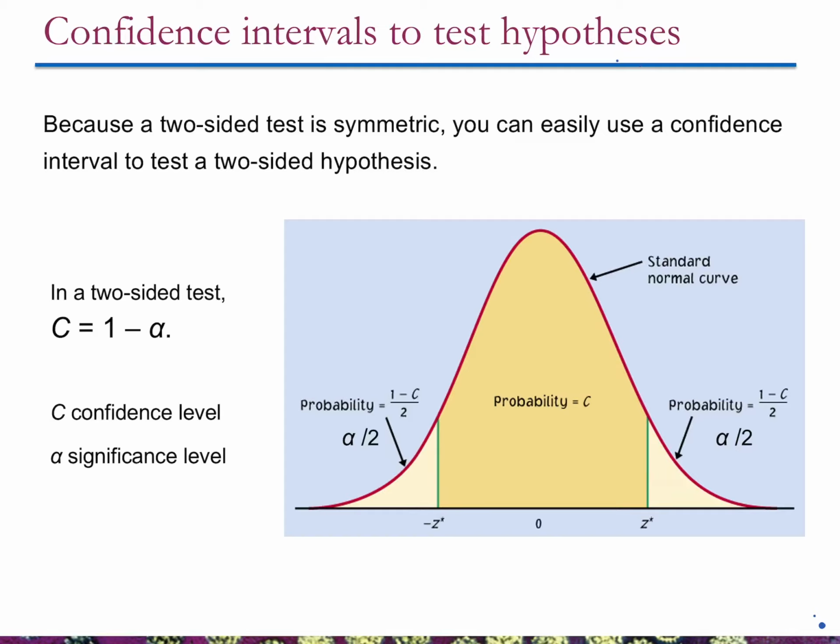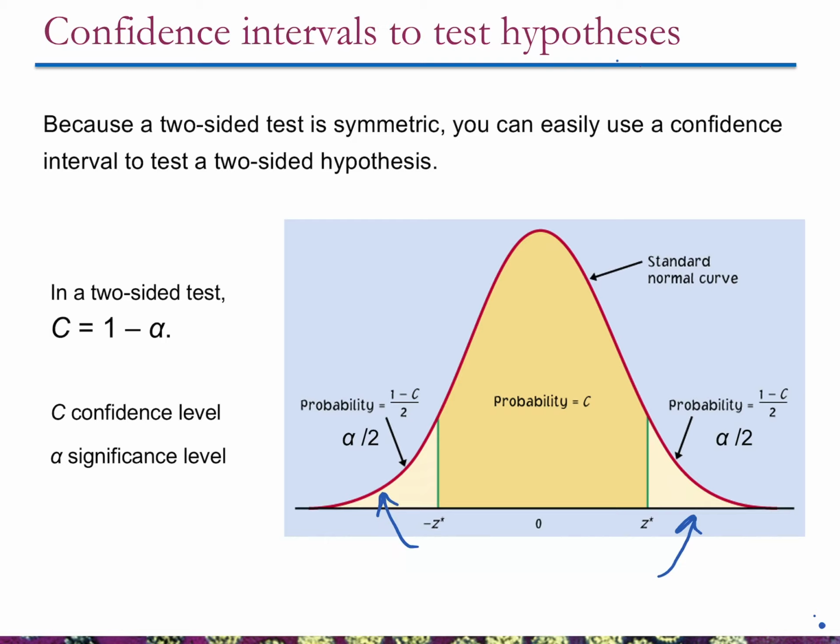But now I'm going to show you how to use a confidence interval instead of a p-value to basically arrive at the same conclusion, okay? So we've already talked about the fact that a two-sided test is symmetric because in a two-sided test, you're dealing with both tails of the sampling distribution curve, all right?